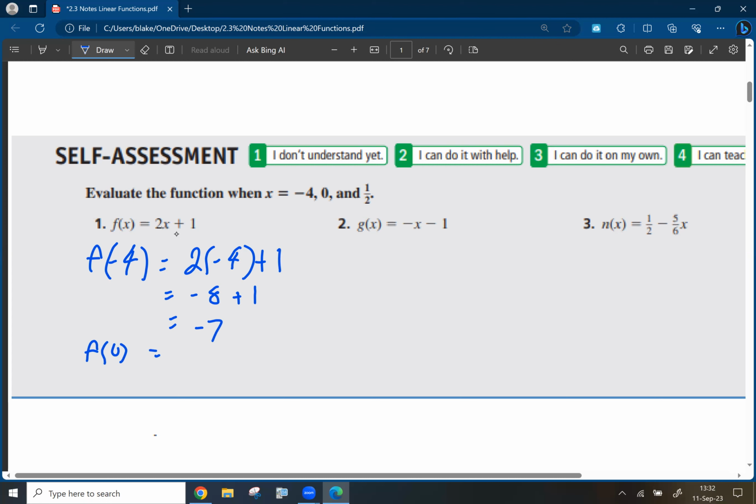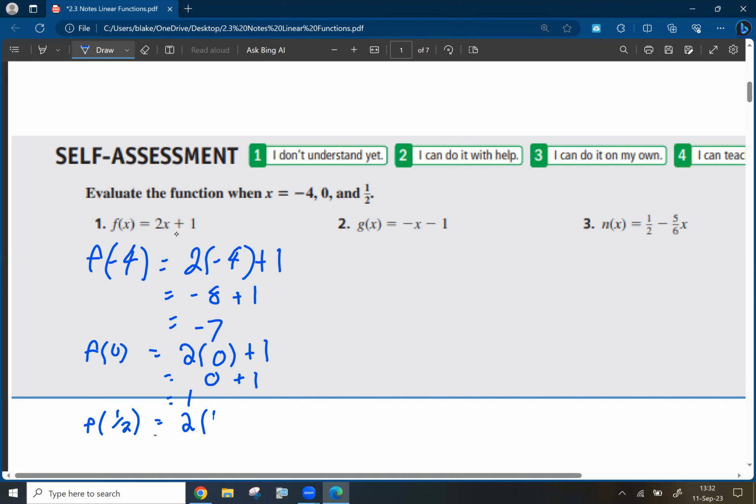So again, same function, right? 2 times x plus 1, but I'm plugging in 0 this time. So that's going to be 0 plus 1, which ends up as just 1. And then finally, I plug in my last one, which is 1/2, f of 1/2.